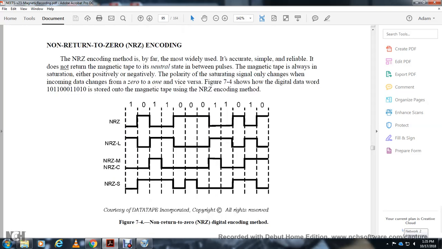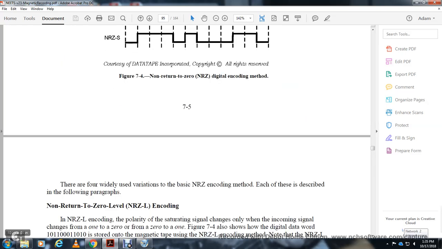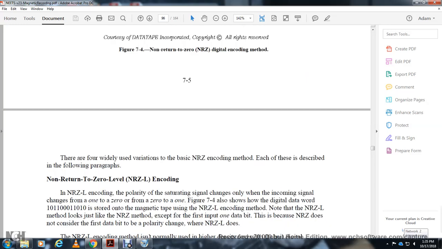This shows non-return to zero encoding L, M, and S. These are the variations of the non-return to zero encoding method. Each of these is described in the following paragraphs.